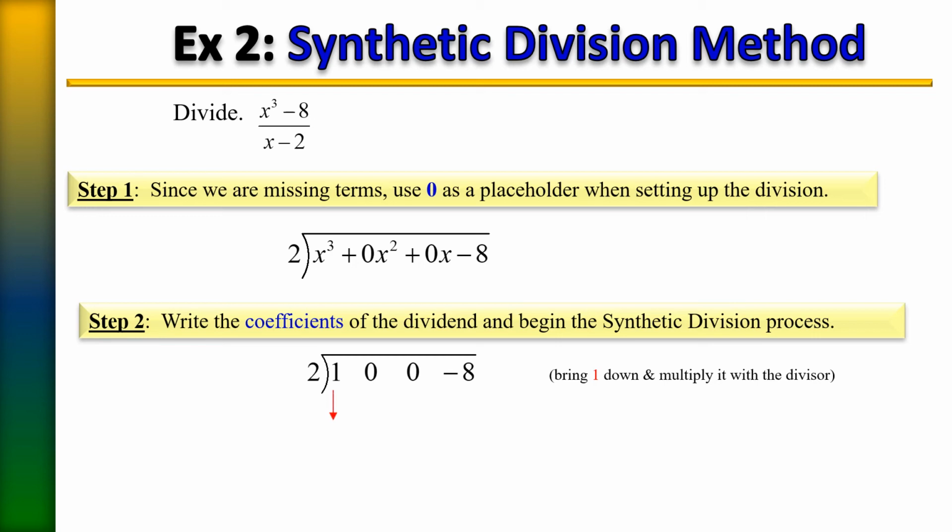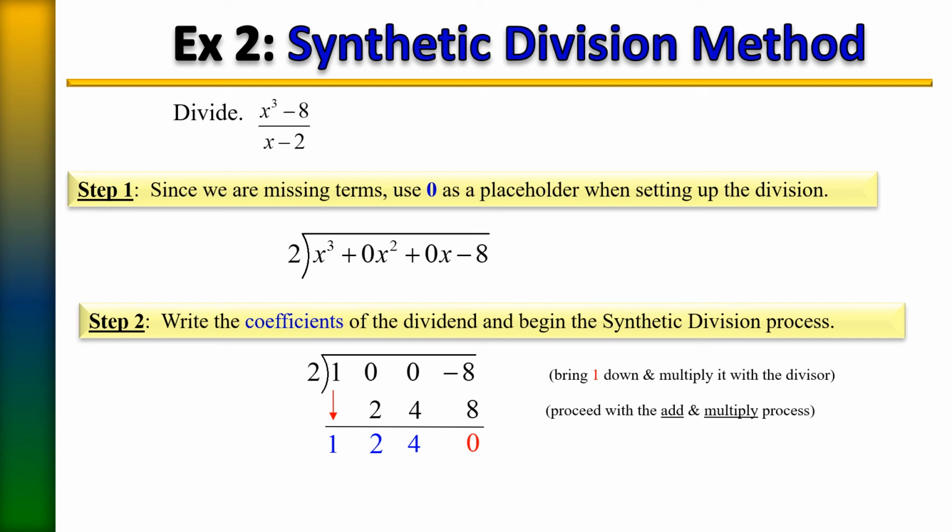So bring down a 1, multiply that with 2 to get 2. Bring down a 2, multiply that with 2 to get 4. Bring down a 4, multiply that with 2 to get 8. Combine these and bring down a 0. So I see here we have a remainder of 0.